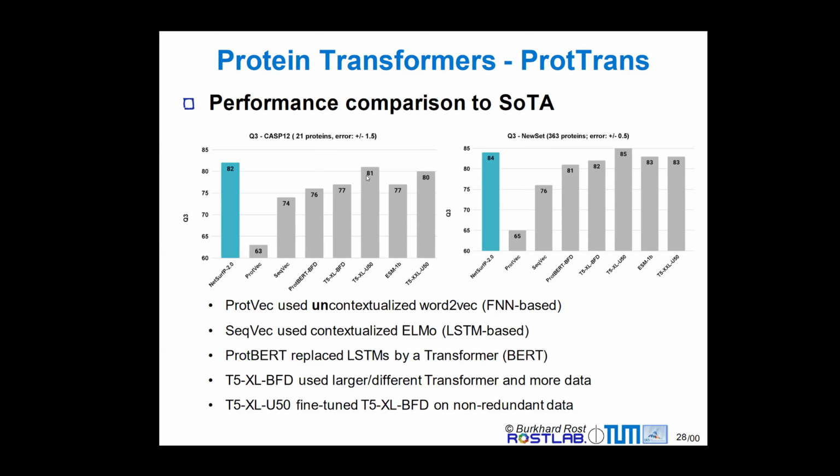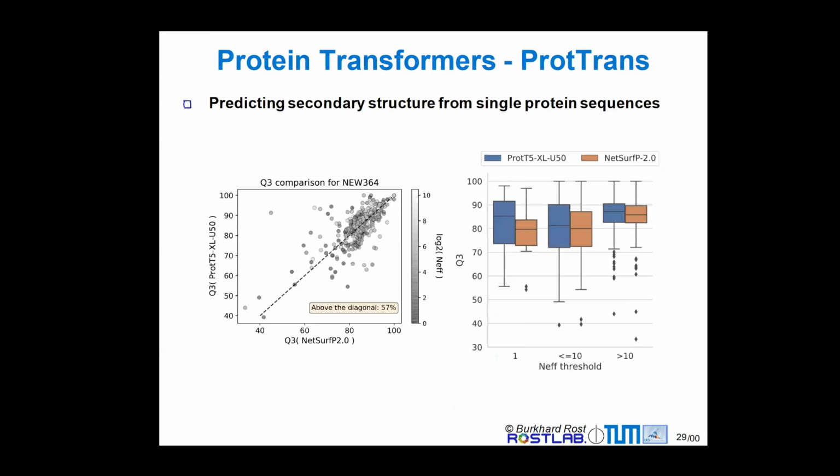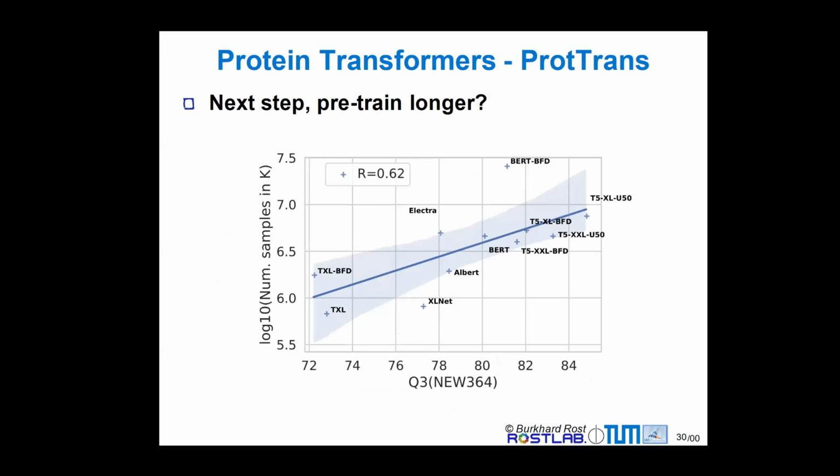So now we are here at 81%. The state-of-the-art is somewhere at 82. For the new set, we are at 85. State-of-the-art is at 84. So by now, we can essentially predict secondary structure from single protein sequences without searching these databases at the same performance level as it was previously done by this explicit database search. And here are just some more detailed analyses. It's not that important. Last slide now, don't worry, you can soon leave.